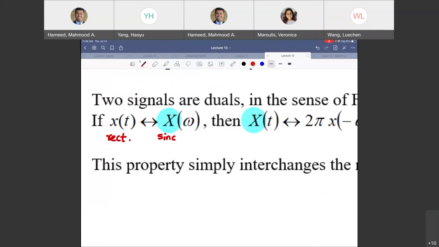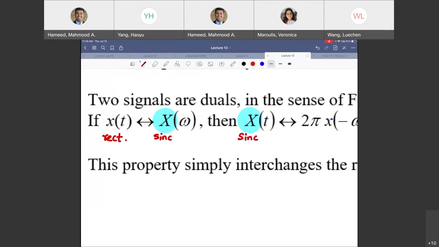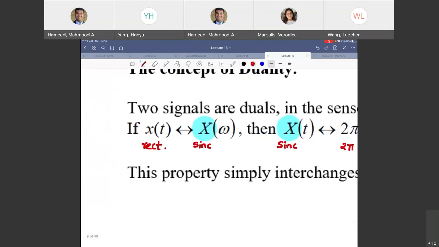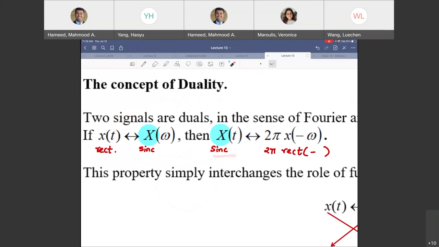The concept of duality says, if you had a sinc function here, but not in omega, in time, right? You had a sinc function in time, then its Fourier transform will be what? 2 pi times a rectangle that has been flipped in omega. You see that? If you only talked about the first case, you know that if you have a rectangle here, then you have a sinc in frequency. And if you have a sinc in frequency, then you have a rectangle in time, right? You only know to go one way or the other. But with the concept of duality, you can say, what if you had that sinc, not in frequency, but in time? Then you would have 2 pi times a rectangle flipped in frequency.